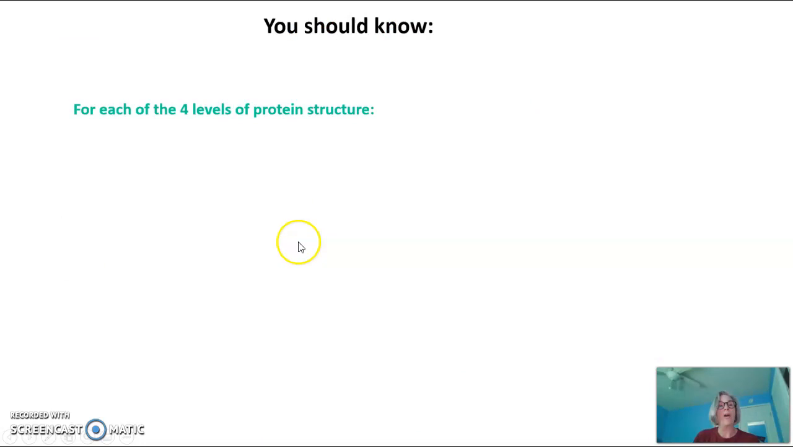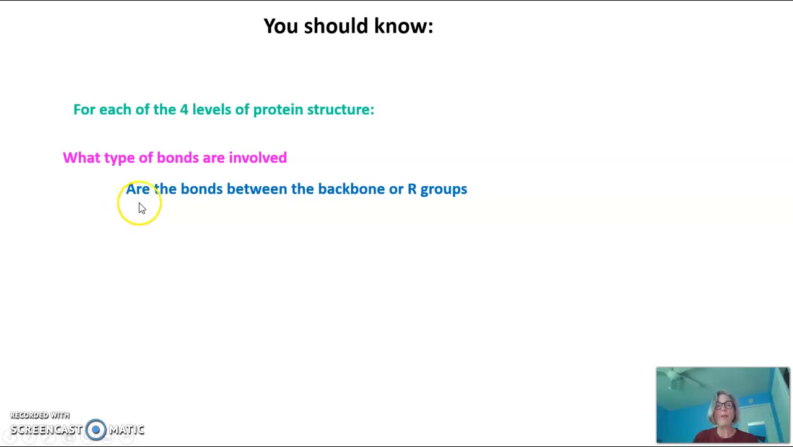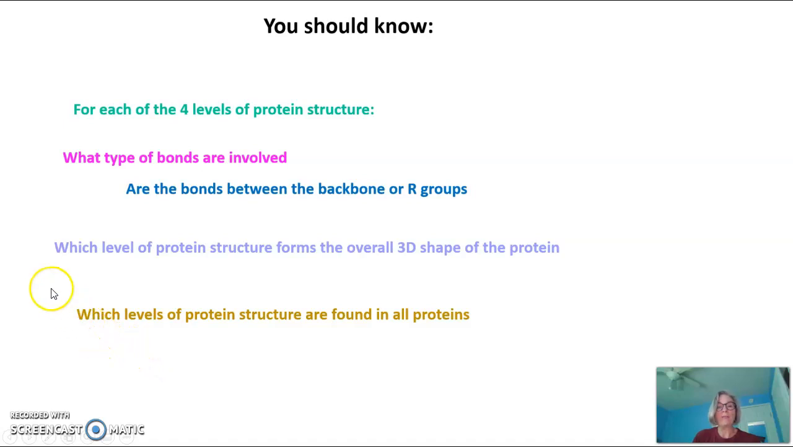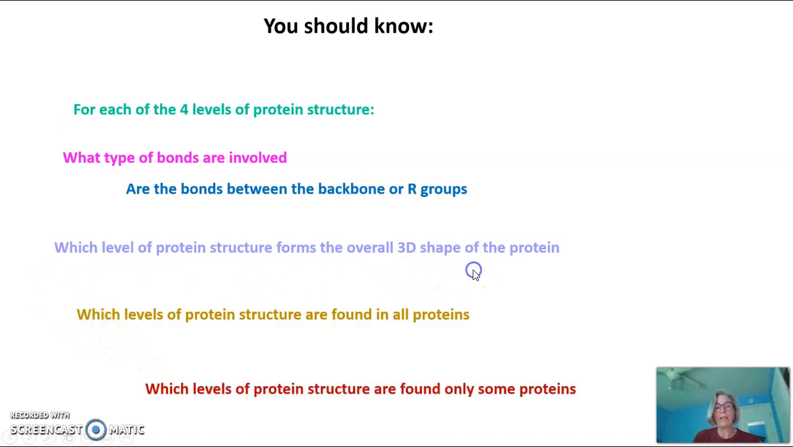So you should know for each of the 4 levels of protein structure, what type of bonds are involved. Are they covalent bonds? Are they hydrogen bonds? Are they ionic bonds? And you should know whether those bonds are between the backbone or between the R groups. You should know which level of protein structure forms the overall 3D shape of the protein. And there's a hint, it's right there. You should know which levels of protein structure are found in all proteins and which level are found only in some proteins.